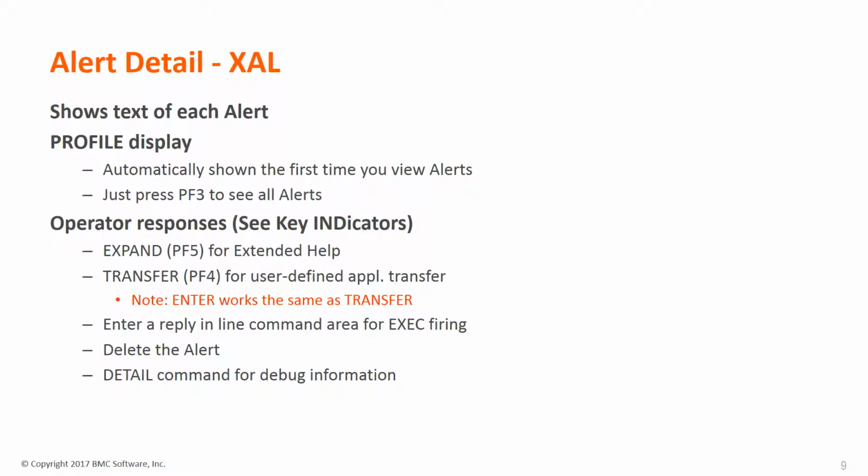You can expand the view using the PF5 for extended help via a pop-up window, and you can use the PF4 key to transfer to a different MainView application or to a different application within AutoOPERATOR. You can enter a reply in the line command area to pass an exec. You can delete an alert by typing spaces in the response field. And you can get additional detailed information for doing debugging of your alert generation.